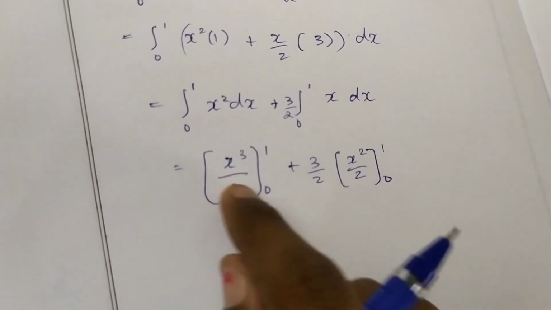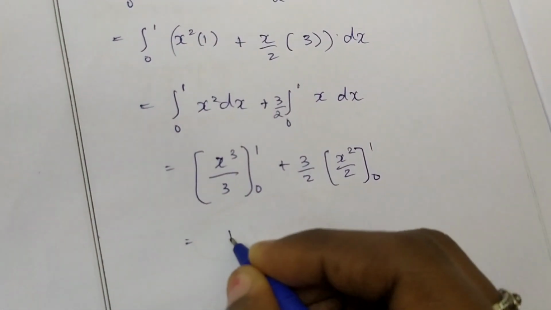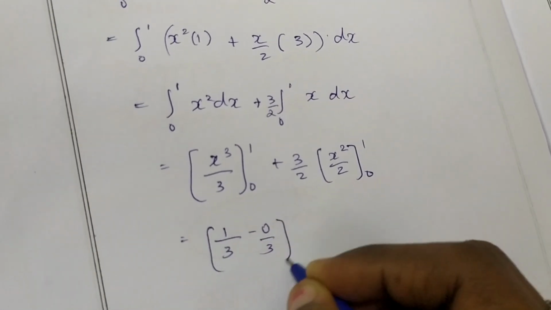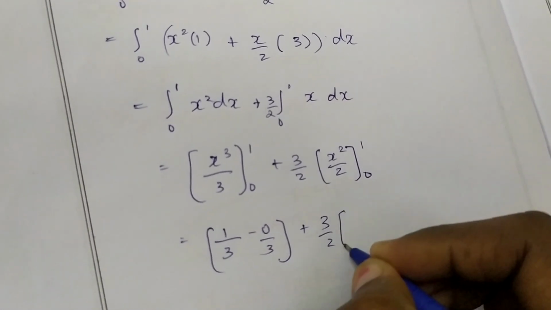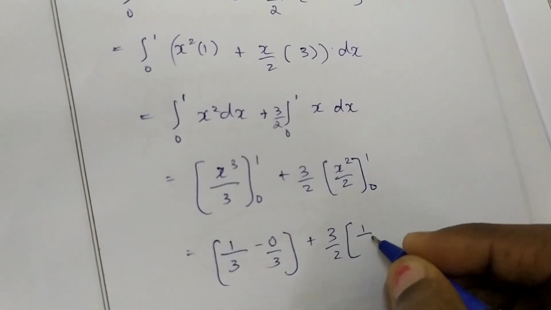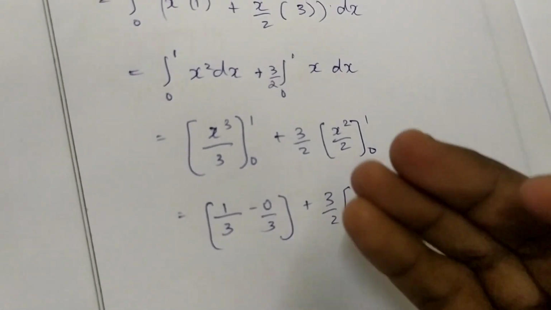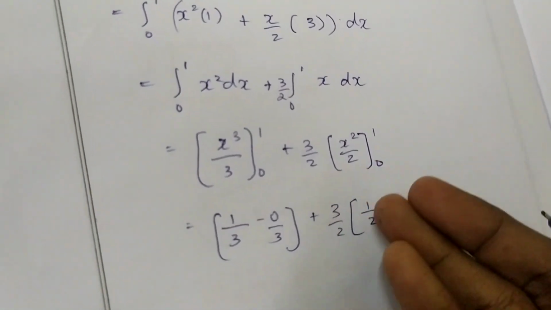Then you have to substitute the upper limit and lower limit. So 1 by 3 minus 0 by 3. Okay, plus 3 by 2 into, when you substitute, 1 by 2 minus 0 by 2, right? So 1 square means its value would be 1.